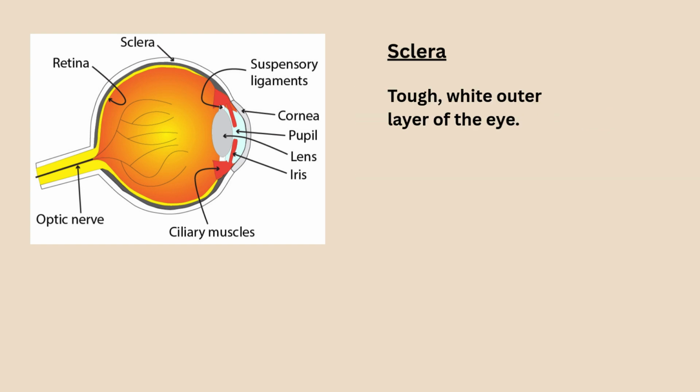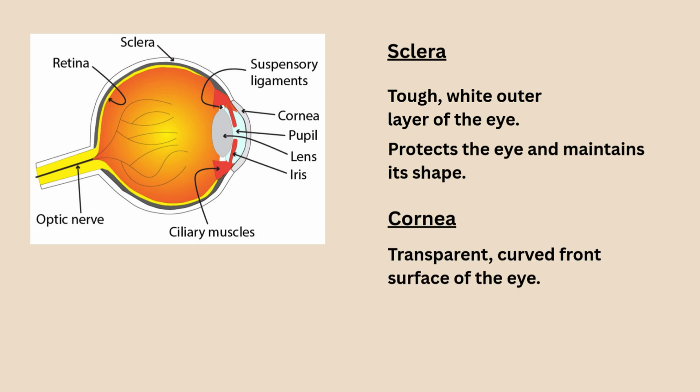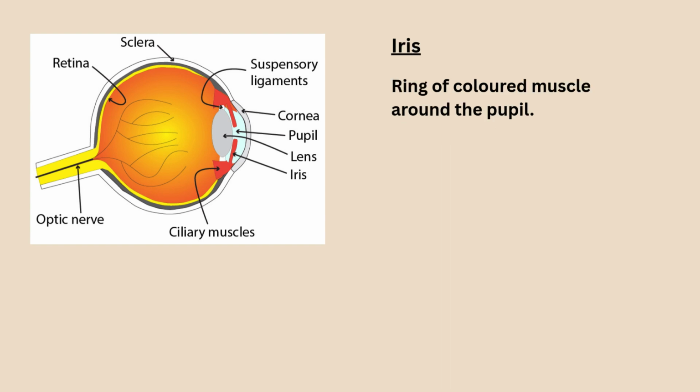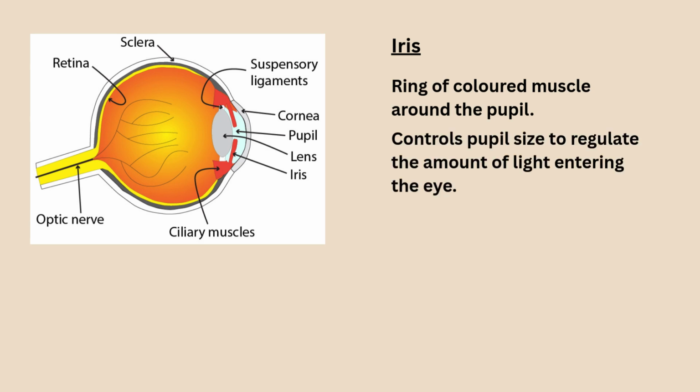The sclera is a tough white outer layer of the eye. It protects the eye and maintains its shape. The cornea is a transparent, curved front surface of the eye. It will refract or bend the light to help to focus it onto the retina. The iris is a ring of coloured muscle around the pupil. It controls the pupil size to regulate the amount of light entering the eye.